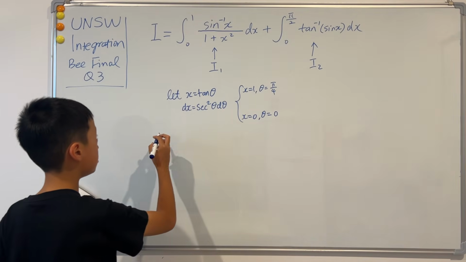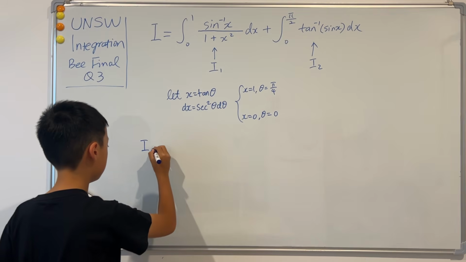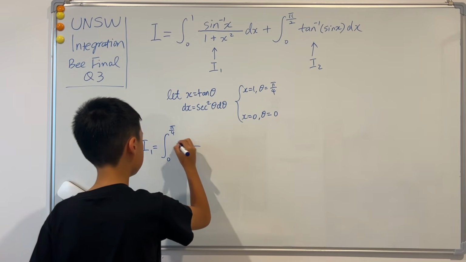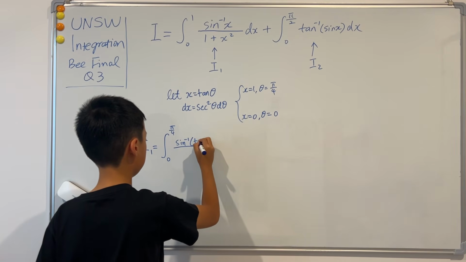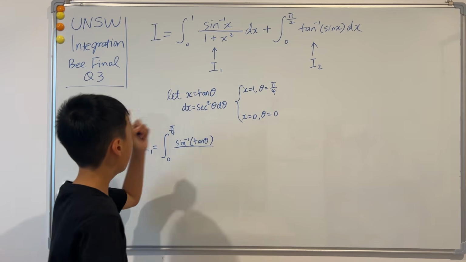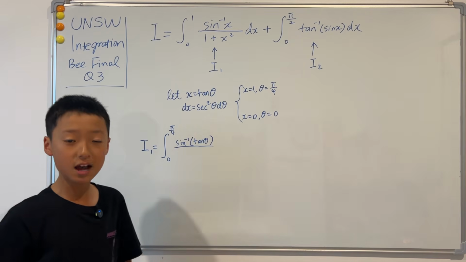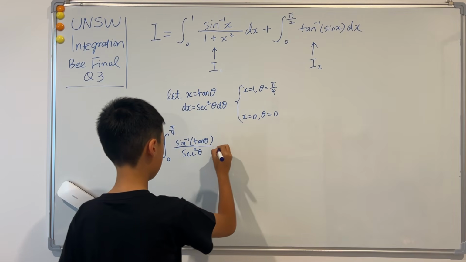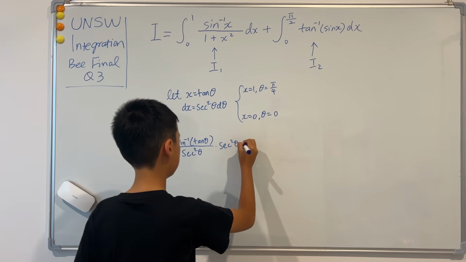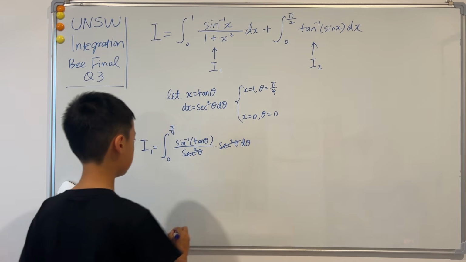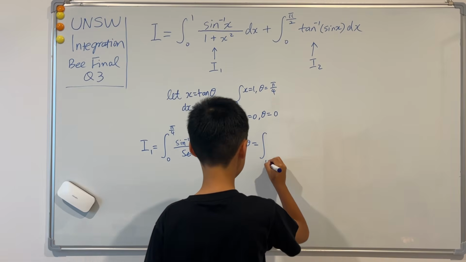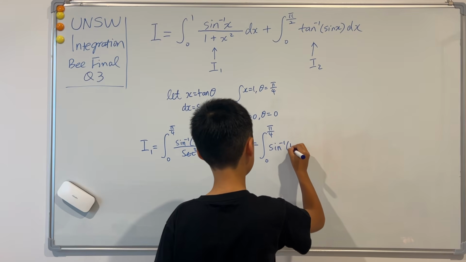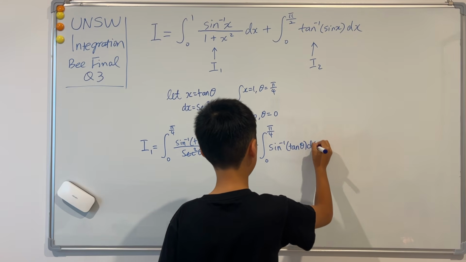So now we can change I1 into the integral from 0 to pi over 4 of sine inverse of tangent theta. Now, 1 plus the square of tangent theta is actually a trig identity, and the answer to that is just sec squared theta, and then times sec squared theta d theta. And guess what? Cancel, cancel. So all we have left is the integral from 0 to pi over 4 of sine inverse of tangent theta d theta.